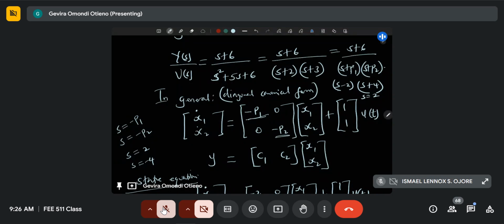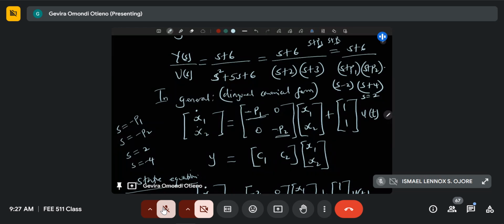Exactly. So the exact location of the poles is what we list down in this state matrix, not the negative of the location. The reason it is negative here is because we have already assumed that we are having S plus P1, S plus P2, but you can also have S minus. So the only way to know for certain is to solve for the exact location of the pole, and that is what you list down in that order.